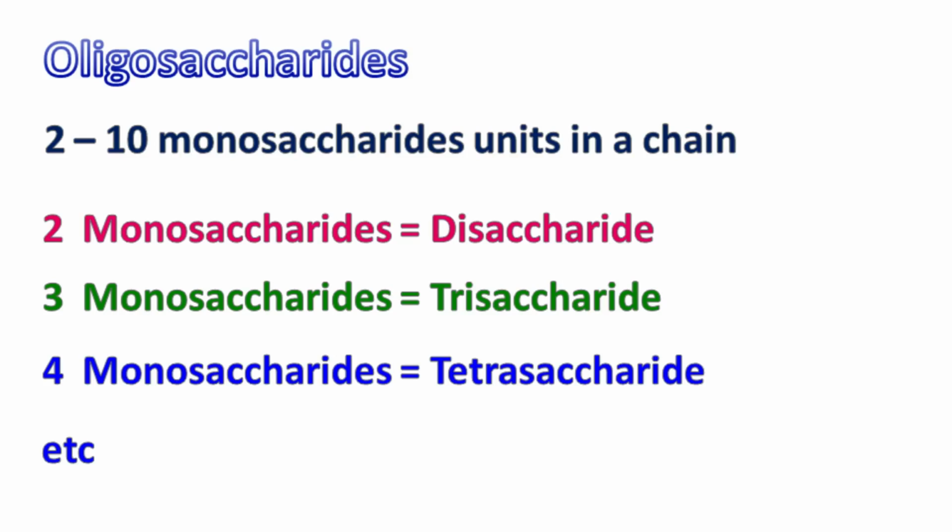Oligosaccharides. These are the carbohydrates that have 2 to 10 monosaccharide units linked together to form a chain. Depending on the number of monosaccharide units present, oligosaccharides are classified as disaccharides for 2 monosaccharides, trisaccharides for 3 monosaccharides, and so on. Examples of disaccharides include sucrose, lactose, and maltose.